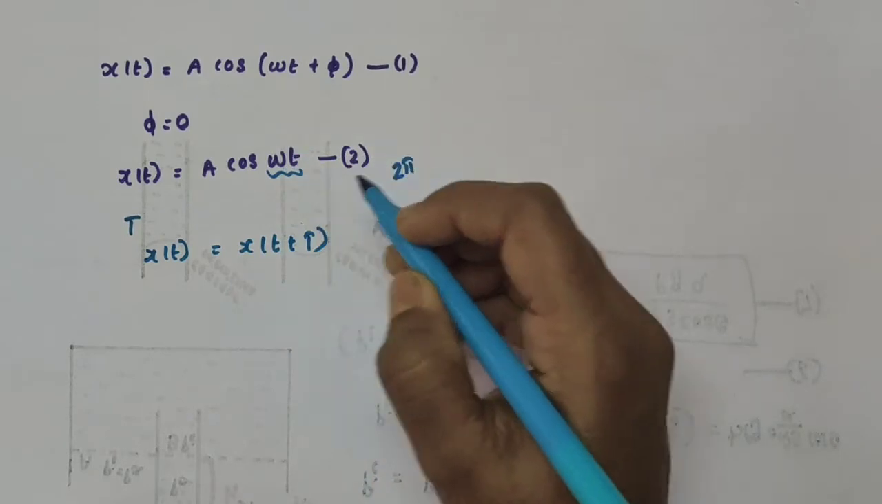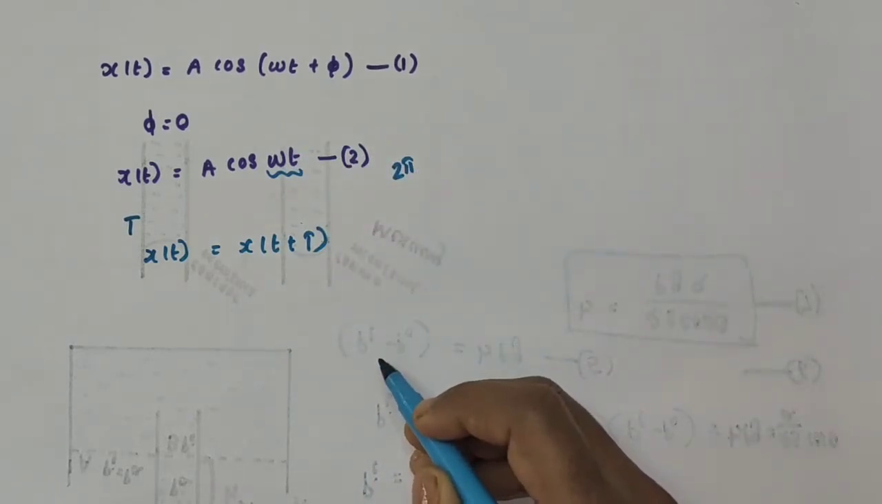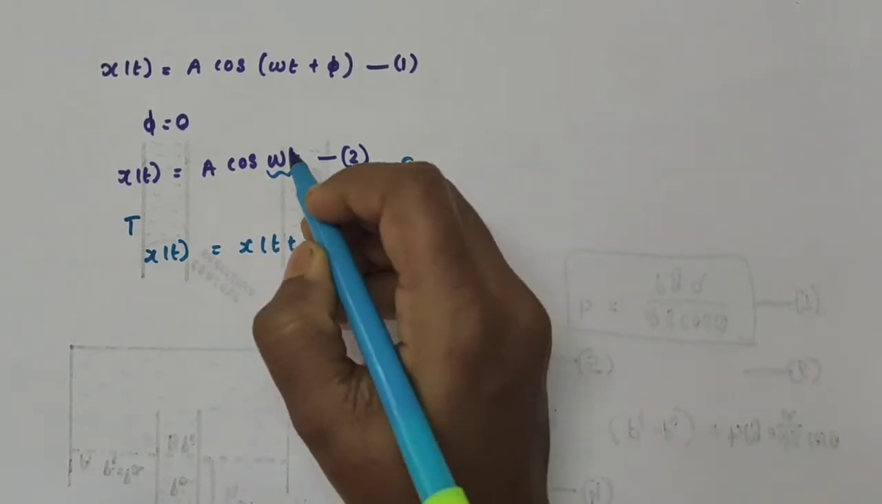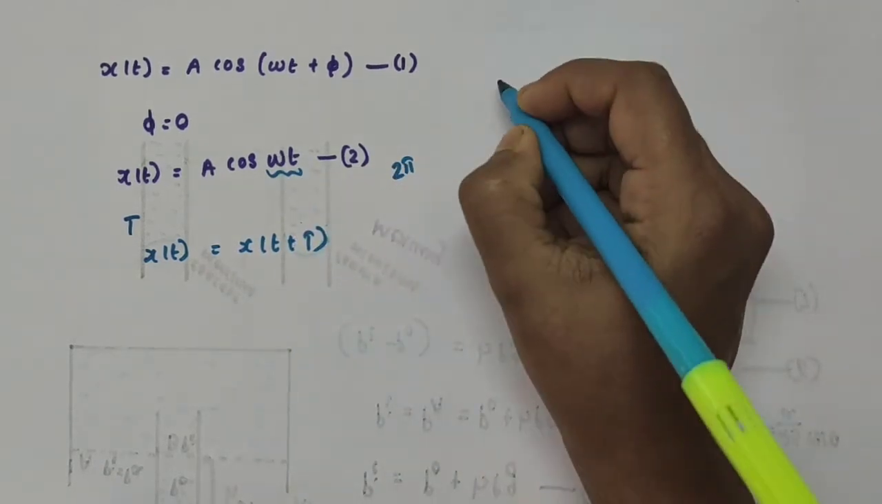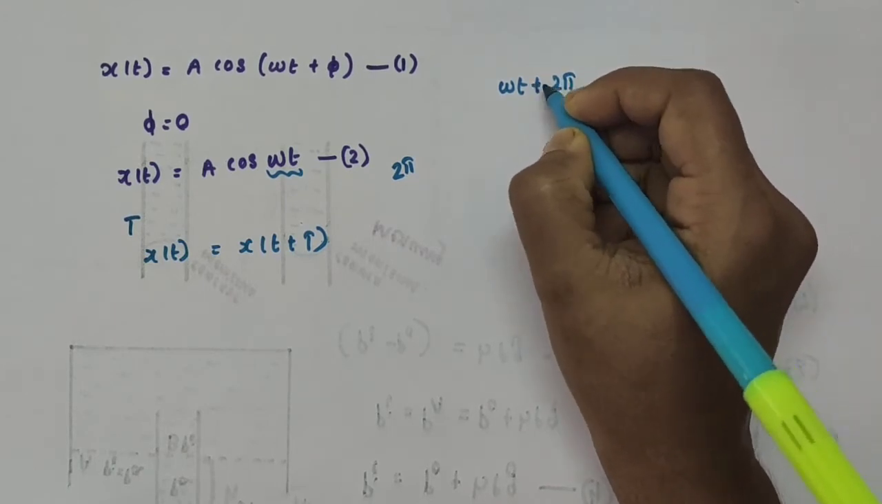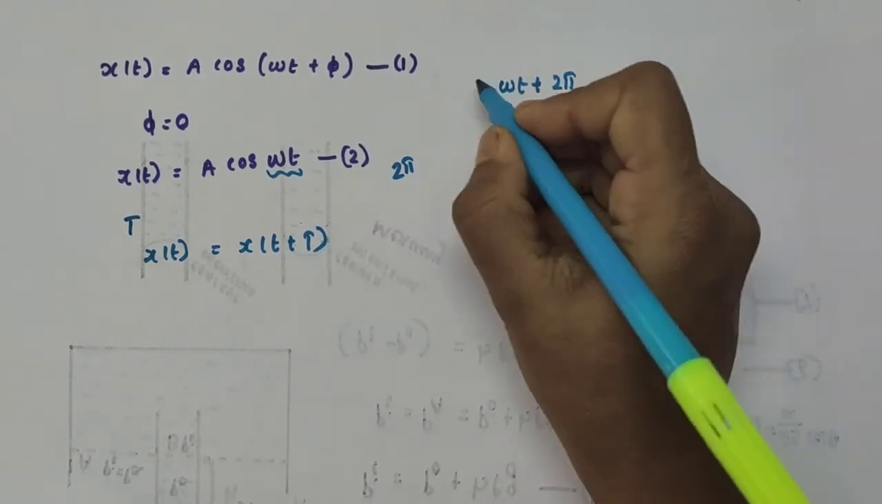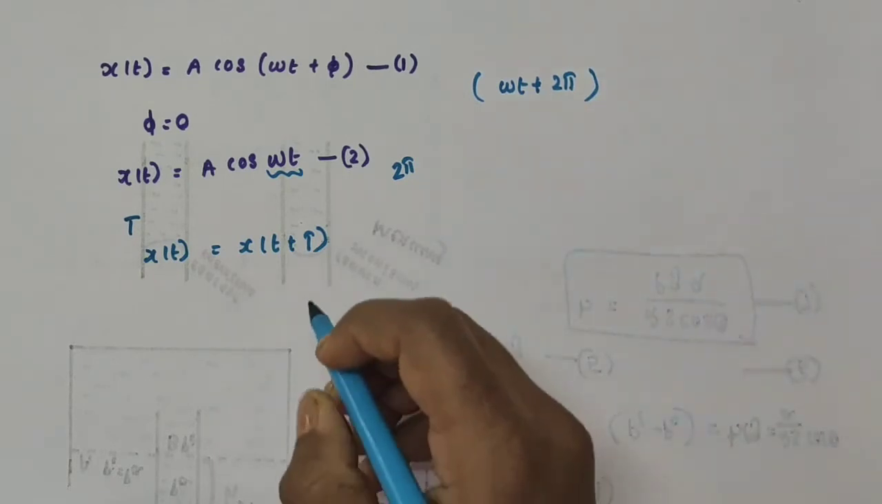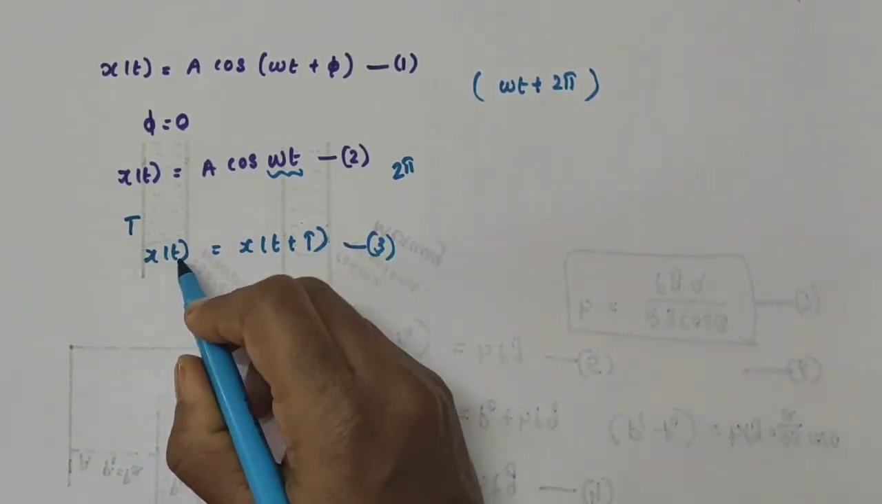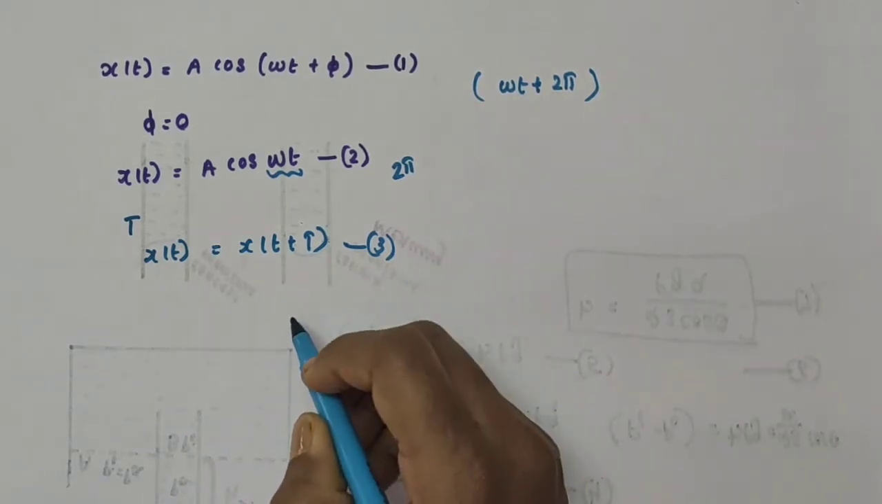That is when omega t becomes omega t plus 2 pi. Here the argument of the cosine function is omega t. When it changes by 2 pi, that is when it becomes omega t plus 2 pi, the cosine function repeats. I'm taking this as equation number 3. So from equation number 3, we have x of t is equal to x of t plus T.